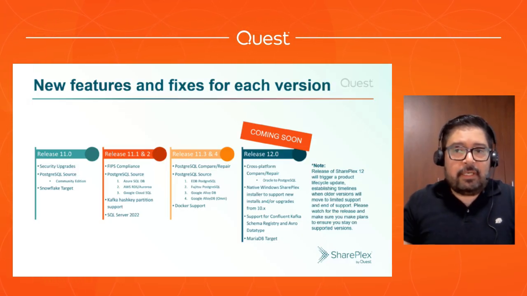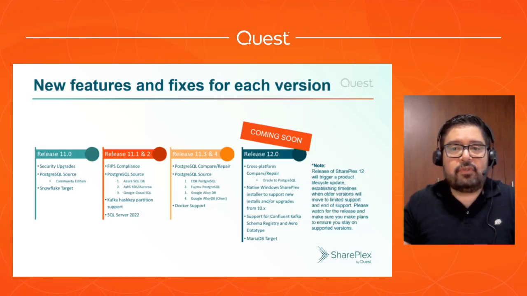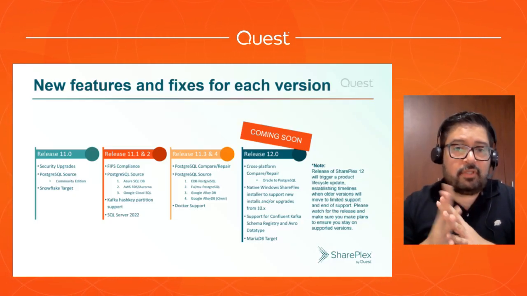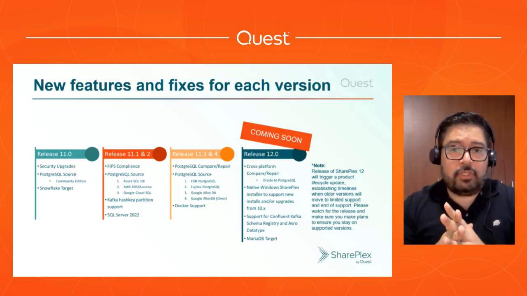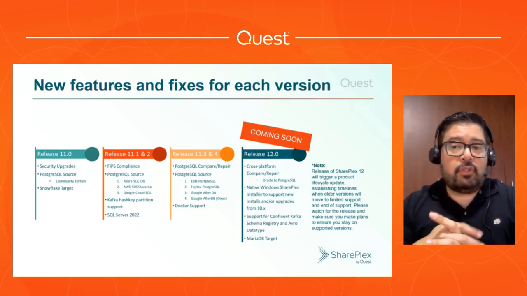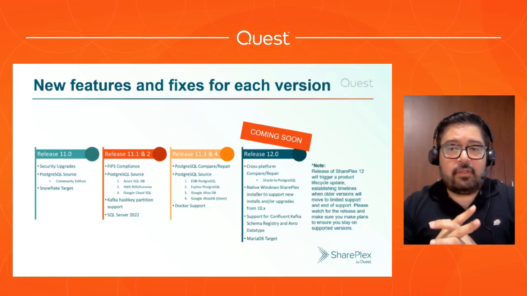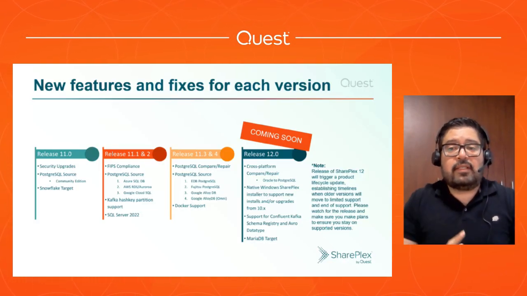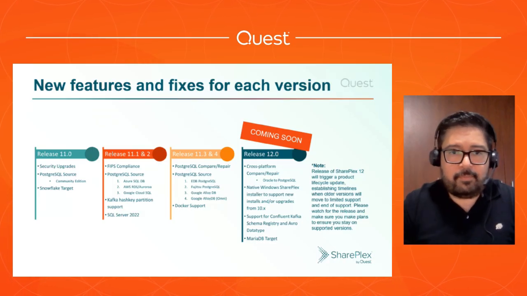Version 12 is not yet available, but we don't want to miss the opportunity of this session to announce the exciting news for this version. We will have a cross-platform compare repair when replicating between Oracle and PostgreSQL. Windows installer will also be available, so you can make new installs or upgrades from previously supported versions for SharePlex running on Windows Server. We will also be supporting Confluent Kafka, Schema Registry, and Avro data type. MariaDB as a target will also be included in this version.